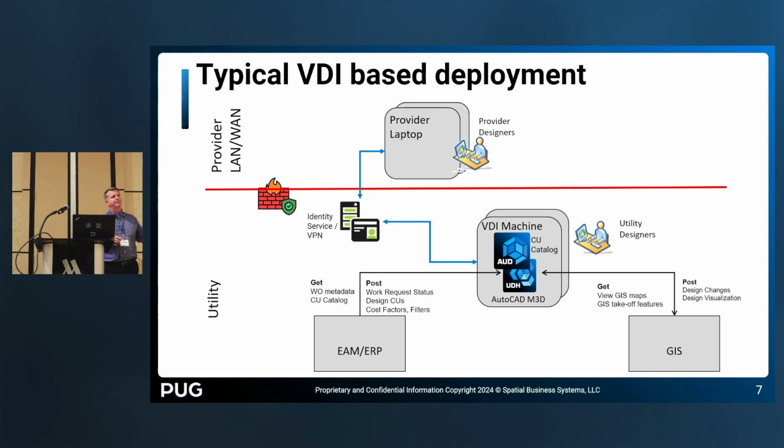This is the typical layout architecture. Don't need to get into too many details, but essentially the red line means you're outside the firewall, right? So you as a provider on your laptop, you're going to a website, you're going to a Citrix portal, and you're logging in. And when you log in, you work in an environment that looks exactly like the utility designers, right? You have access to the EAM system, you have access to the GIS system. Everything just works like you're a designer for that company. So there's a lot of people that have gone that way over the years.